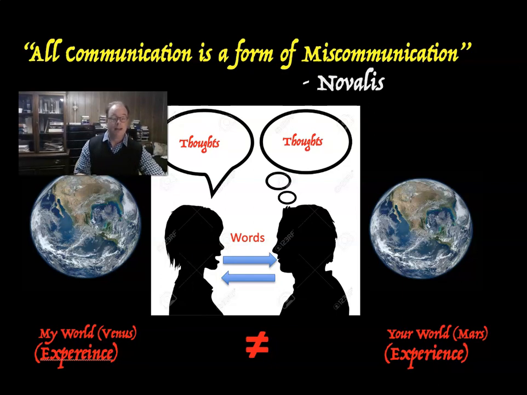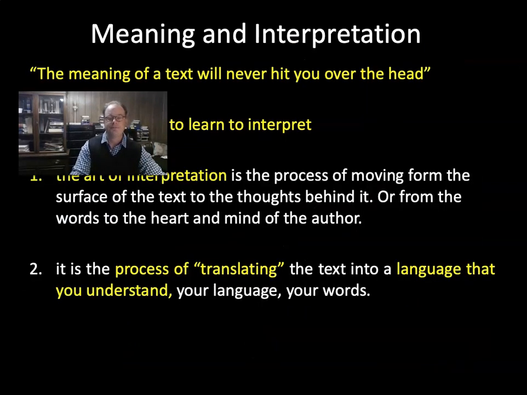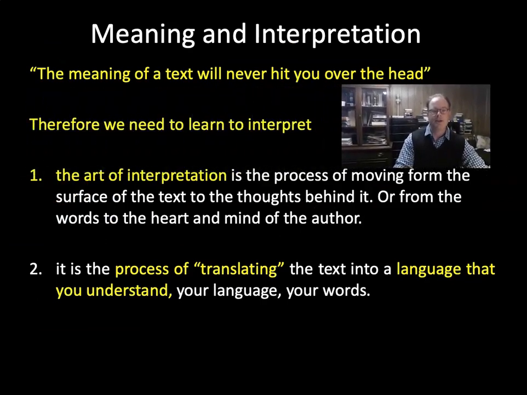And it's not because you're dumb. It's because they're coming from a different point of view, right? Mars and Venus, as it were. Okay. So because interpretation is a challenge, because there's a gap between words and meaning, and the text won't hit you over the head, we need the art of interpretation.